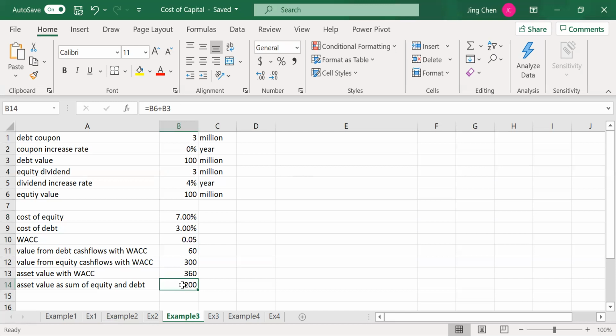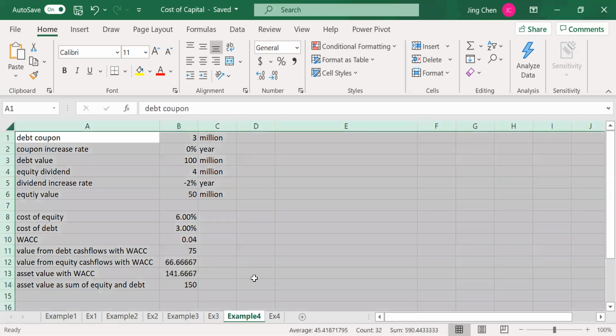This is much higher than the asset value, the sum of equity and debt. They add up to 200. So you see that with growth companies, discounting by WACC overestimates the value of the asset, right? Because discounting with WACC we get 360, but actually the market value is only 200.